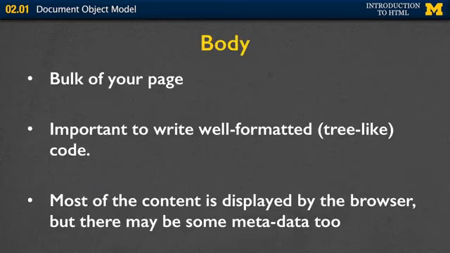What people do see is the information that's in your body tag. That body tag is the bulk of your page. So it's very important to write well-formatted or tree-like code where you're making sure that every tag has an end, that you're not putting tags in weird orders. So most of the content in the body is displayed by the browser, but every once in a while there's a little bit of metadata in there too. But we're not going to hit that in this class.